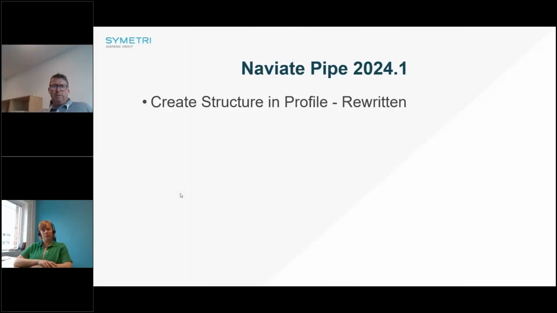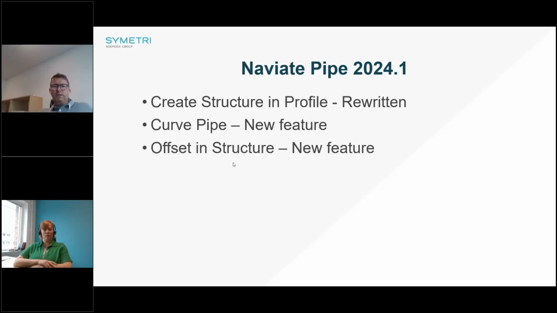When it comes to pipe, we rewrote the create structure in profile because we had some stability issues with that one. So that one is brand new and works much better. We've added a function called curve pipe offset in structure, a very interesting feature. You are able today to drag a pipe within the structure and place it. If you still keep it inside the structure, you'll actually connect it to another point than the center point. And we store this and we can restore it if you make edits.